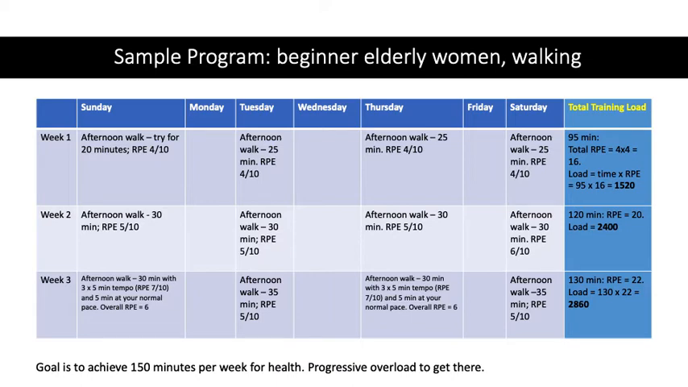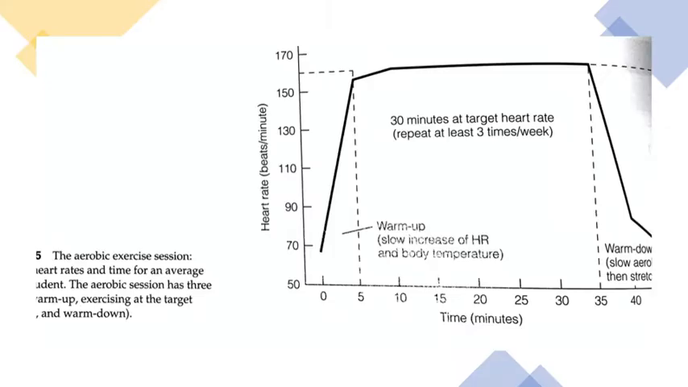So really the goal is to achieve that 150 minutes per week for health, and we progressively overload to get there. So now let's review what a cardiovascular session should look like. As you can see on the graph, on the y-axis we have heart rate in beats per minute, and on the x-axis, we have time in minutes. The first 0 to 5 minutes, we see a steady increase in heart rate, and that's considered to be the warm-up. So slow increase of heart rate and body temperature. This typically is a minimum of 5 minutes of progressive warm-up to the intensity of your cardiovascular training session.